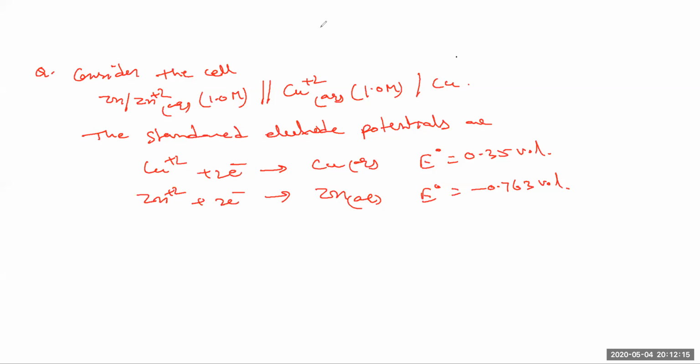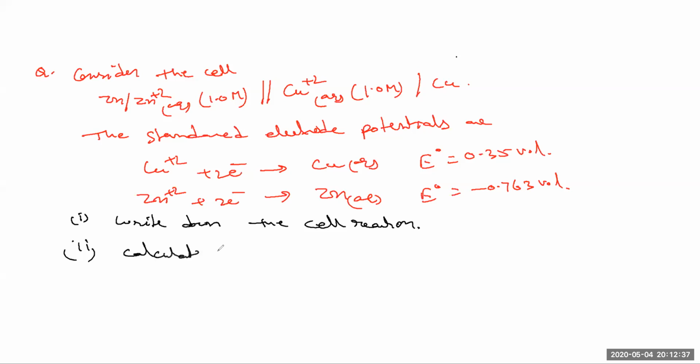Now the question is, there are 2 points. First one is, write down the cell reaction. Next, second one is, calculate the EMF of the galvanic cell. This is the question. So try to understand, all of you.